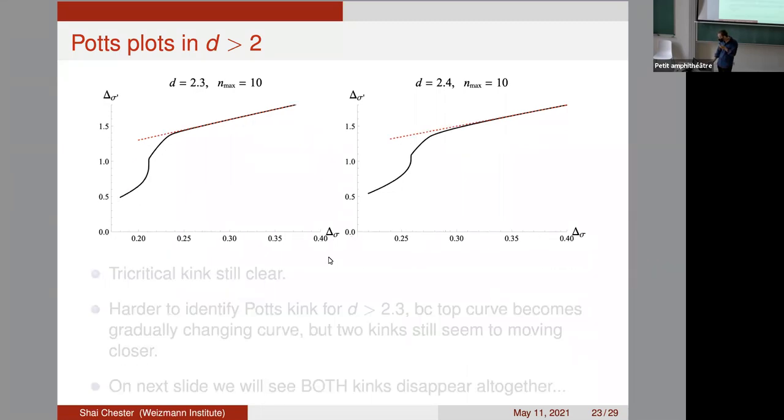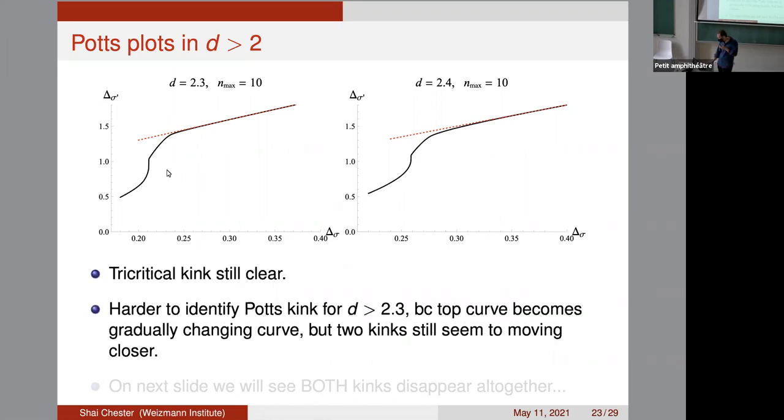Okay, so now let's look at D equals 2.3 and D equals 2.4. Now the kinks are getting even closer, as we expect, but something which is happening is that the way we define the critical kink is becoming a little bit harder to apply, because now this upper bound is no longer a straight line. It's becoming a bit curvy. So in general, the tricritical kink is the one which we can very clearly identify. And the critical, you can argue about it. You could say, who knows where it is. But certainly the tricritical kink, it's very clear where it is in all these plots so far.